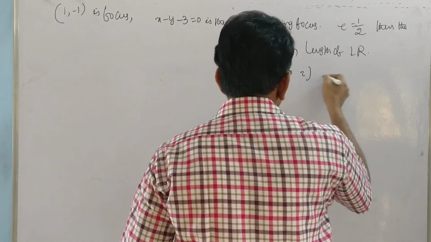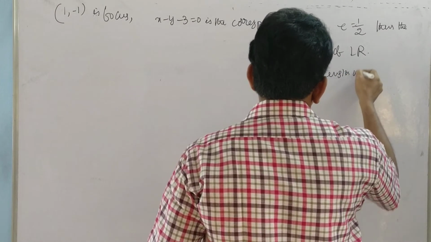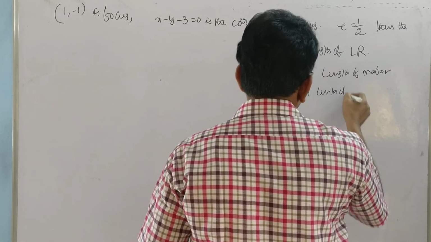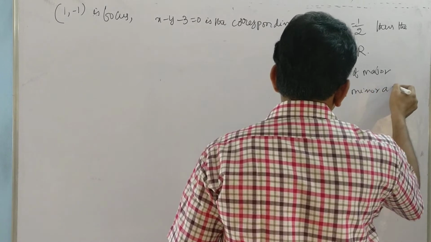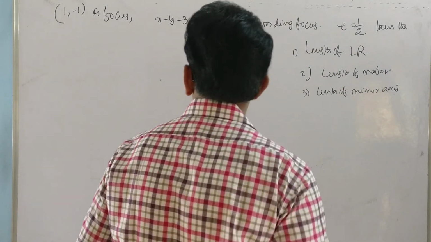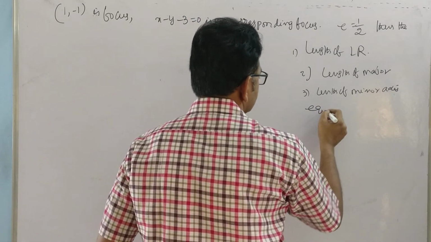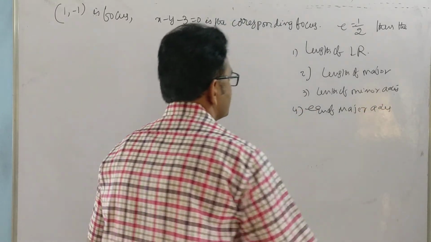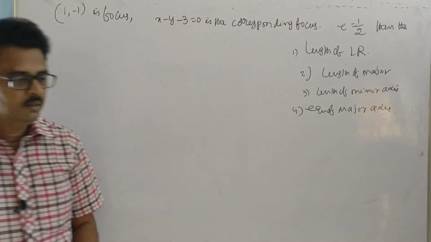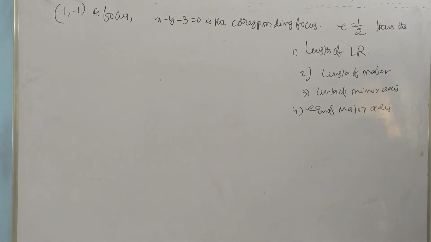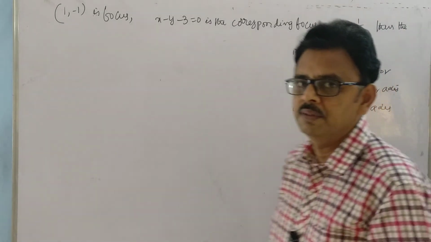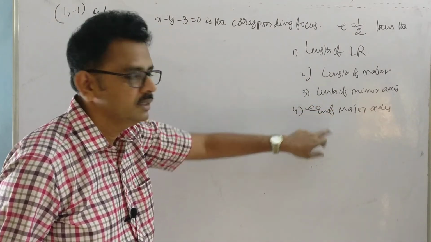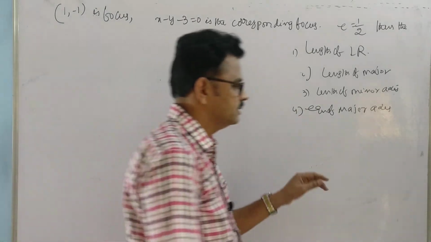That is the first question. The second question is the length of the major axis. The third one is the length of the minor axis. And the fourth is the equation of the major axis. So I have to find all these. (1, −1) is the focus and the corresponding directrix is given. So we have to find the length of the latus rectum, the length of the major axis, the length of the minor axis, and the equation of the major axis.